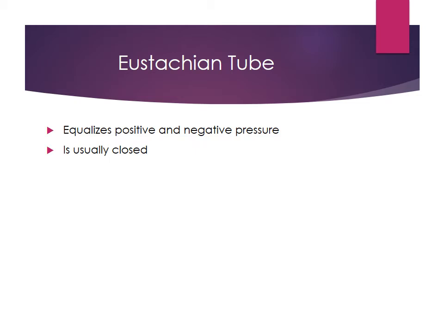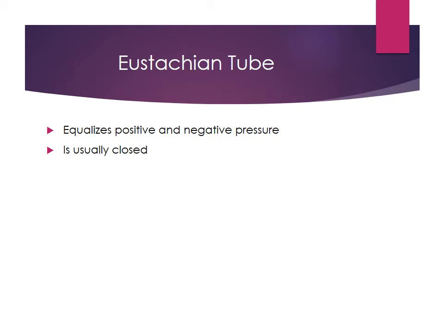The eustachian tube connects the middle ear to the nasopharynx. Its main function is to equalize the pressure in the middle ear to make it the same as the pressure that is outside the body. The purpose behind this equalization is so that the tympanic membrane will have the maximum ability to move, which can only happen when the two pressures are equal.